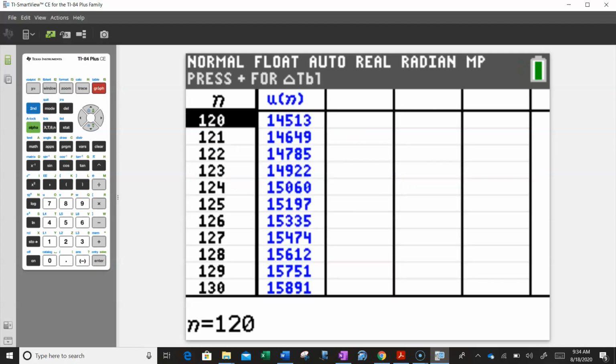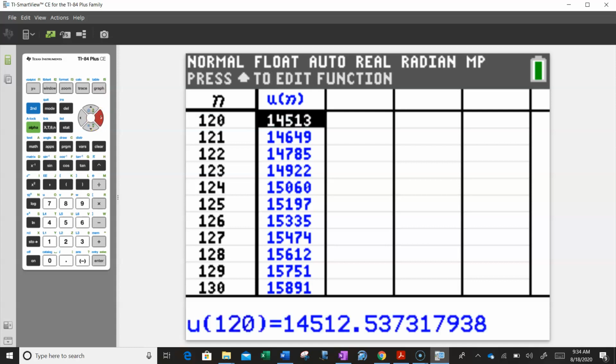It may take a minute. Mine went right there. If yours doesn't, don't freak out. Just give it a minute. Let it think. Sometimes it takes a minute for it to calculate. Again, I'm going to click over on that Y value. So that's going to be $14,512.54 when we round.